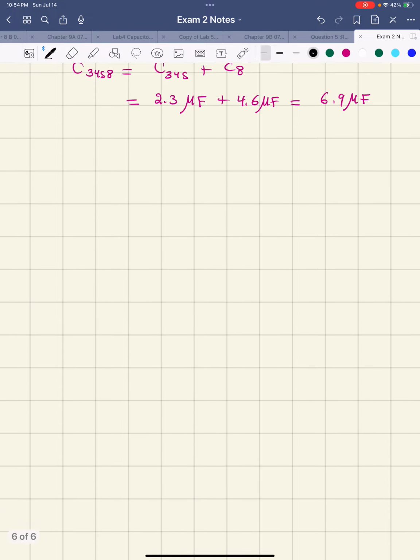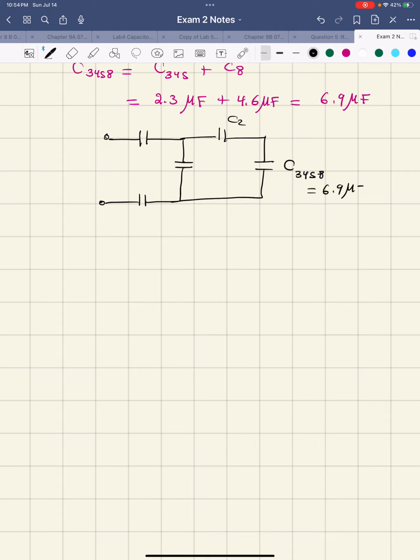Now again, I'm going to simplify my circuit. This is C2. This one now is C3458, which equals 6.9. And here I have also another one, which is C6. This one C9. This is C1, and this one is C7.